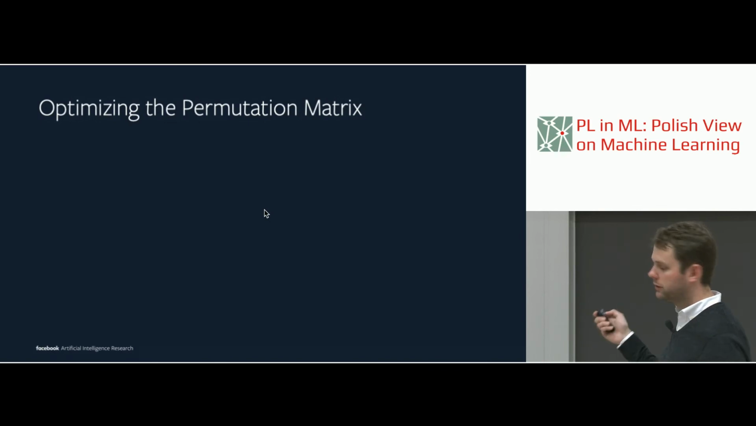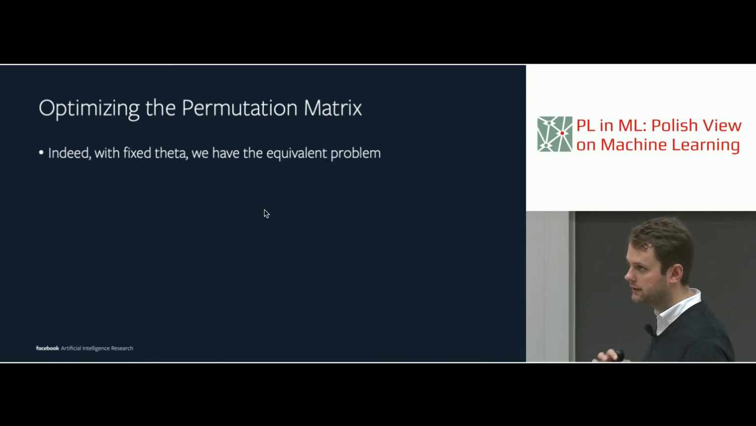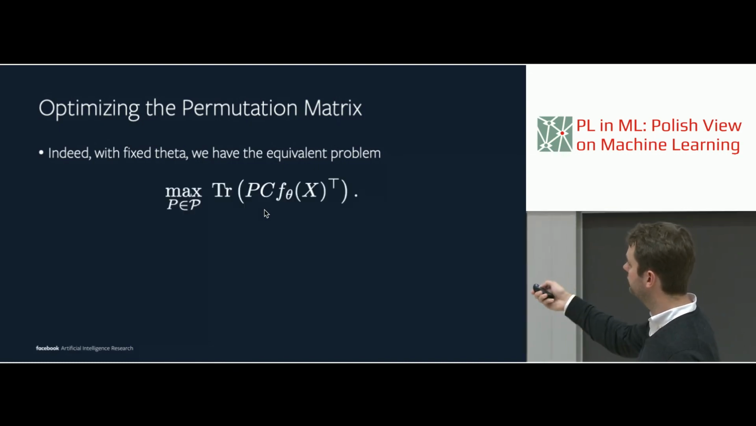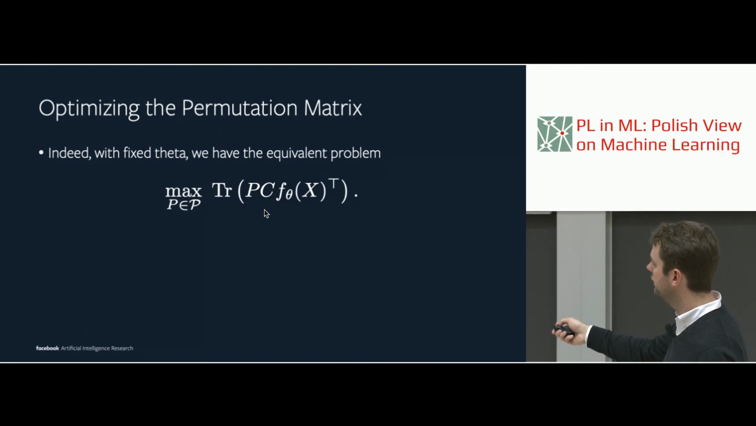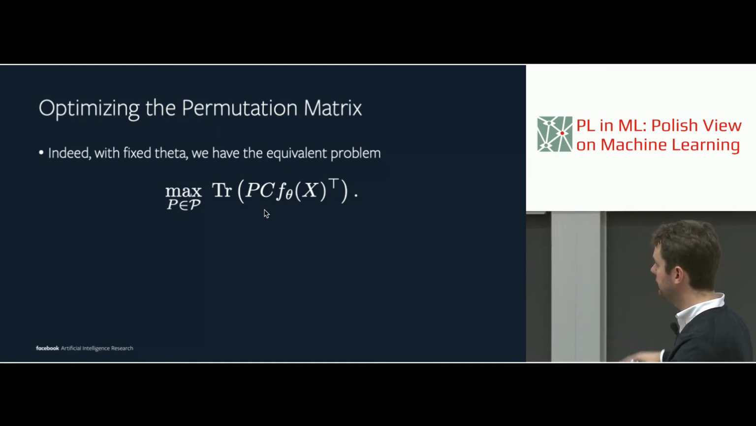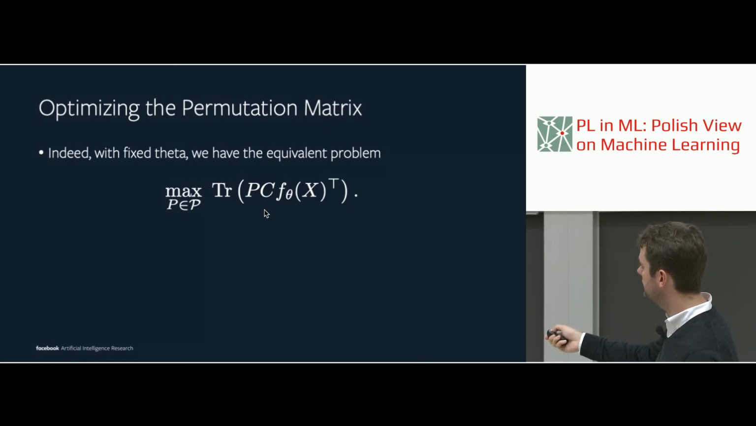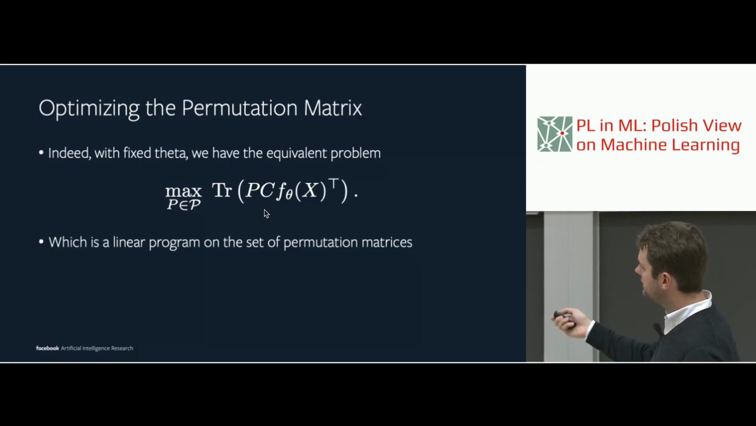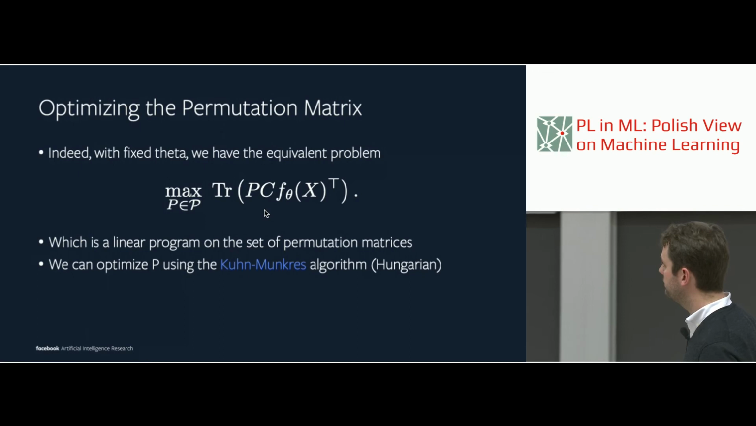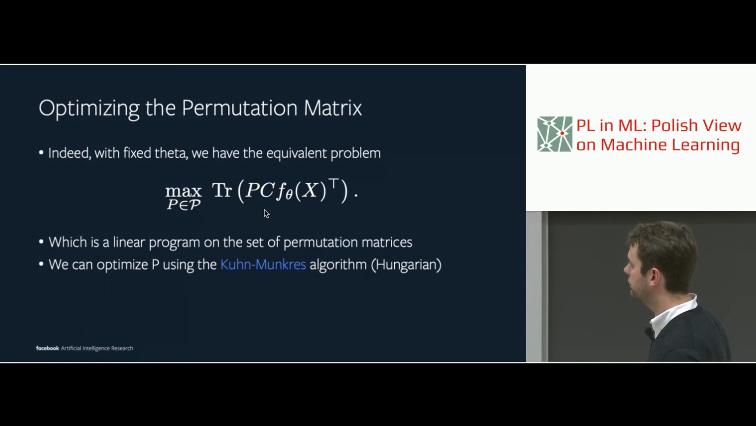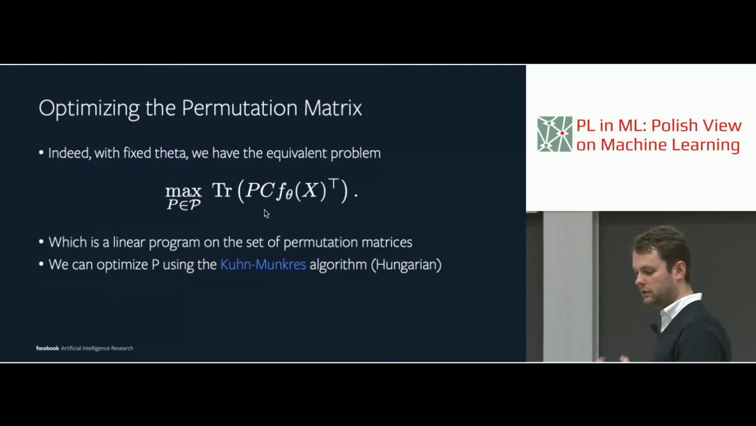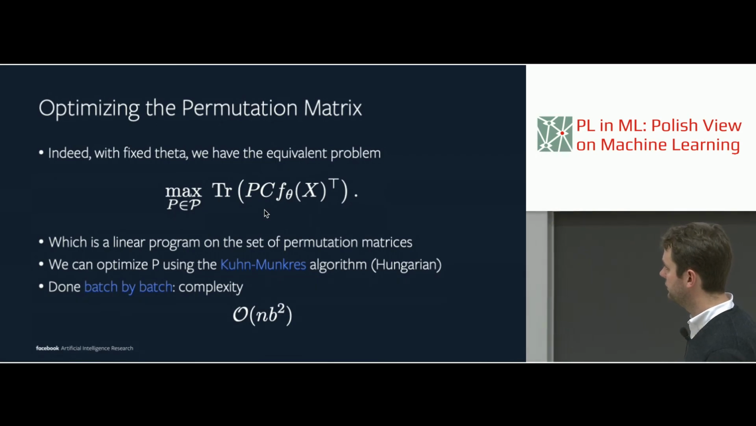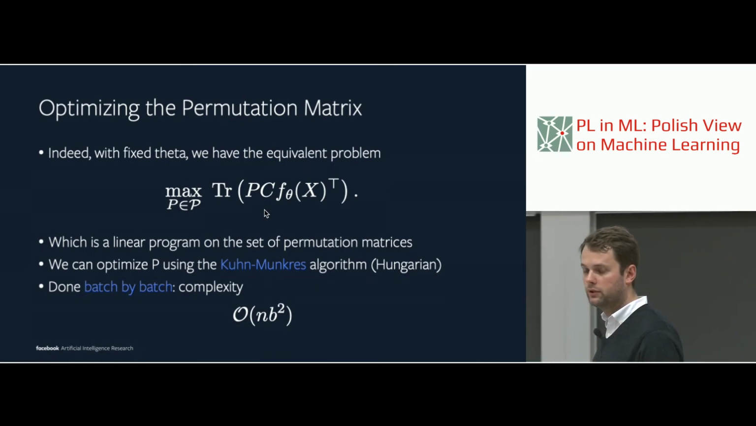So the permutation matrix, how can you optimize it? When the network parameters theta are fixed, the problem is equivalent to the maximization with respect to P of this linear thing, because it's a norm that you expand and end up with two constant terms and only this thing, which is interesting. This is a linear program on the set of permutation matrices, which is an assignment problem, and there are efficient algorithms called Kuhn-Munkres or the Hungarian method to solve that. Because we do it batch by batch, the overall complexity was linear in the number of images.